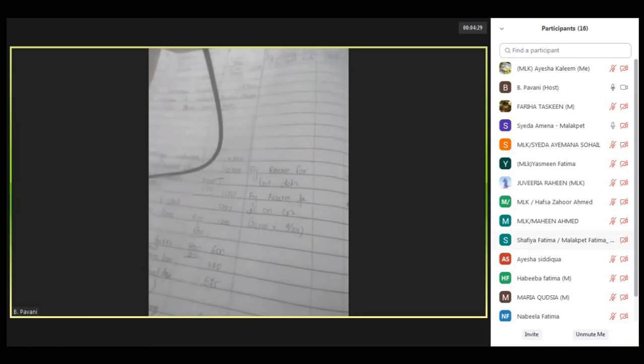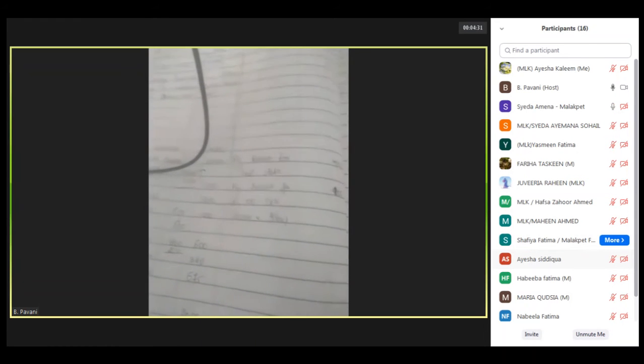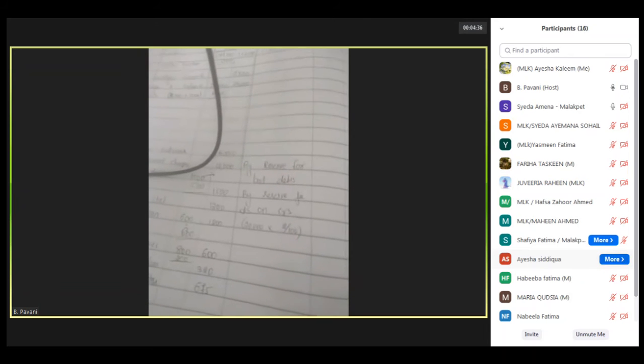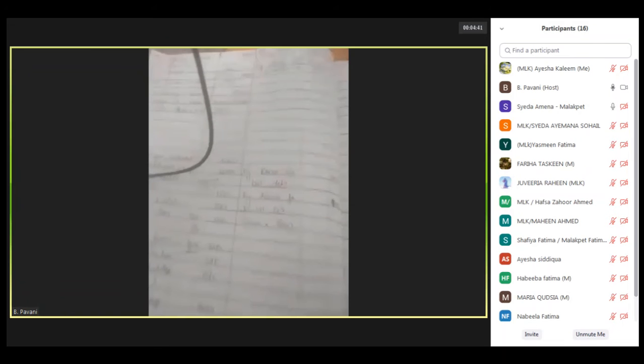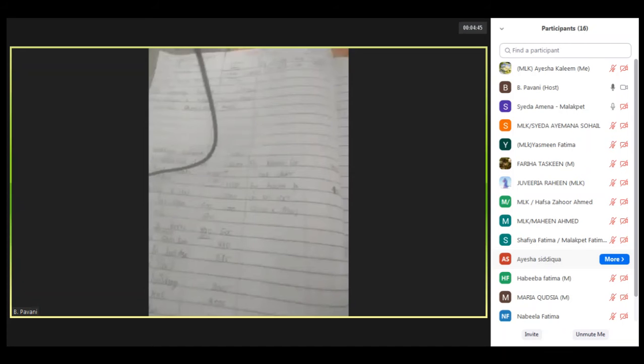I do not have the calculator, and if I do the calculations, it will take so much time. So whatever problem I have shown, when you do the totaling, it will tally. Anyhow, I have completed the problem, no? So these pictures I'll send in the group.